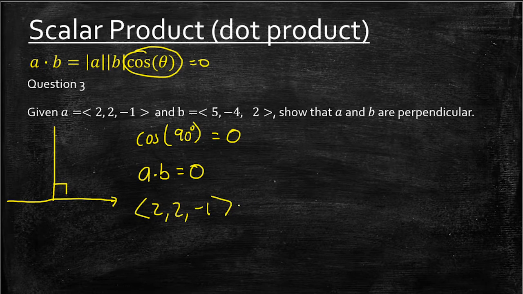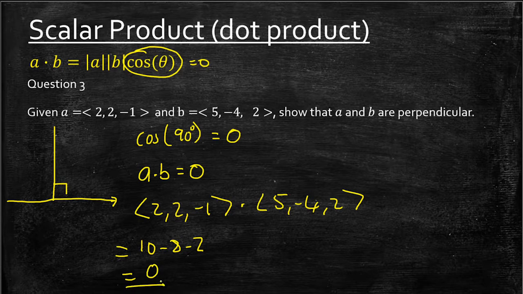So let's set up the solution. (2, 2, -1) dot (5, -4, 2). Again, we're going to multiply each of the components. So 2 times 5 is 10. 2 times -4 is -8. -1 times 2 is -2. Then take away 8, take away 2 is 0. Okay? Therefore, a and b are perpendicular.